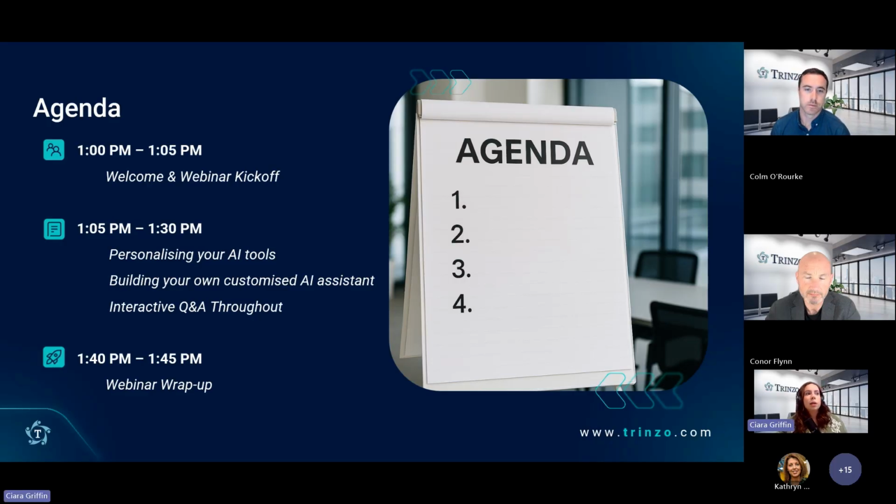We'll then look at building your own customized AI assistant. Across different platforms, this is called different things. On ChatGPT, it's a GPT. On Gemini, it's a Gem. But really, the overarching term is customized AI agents.